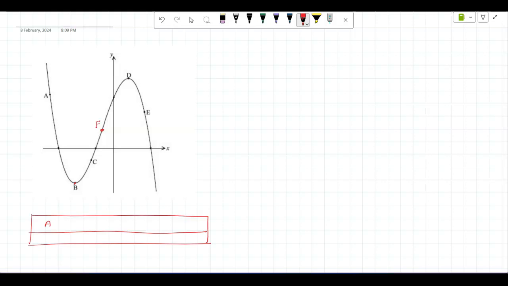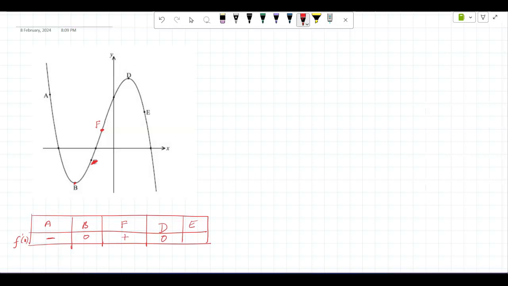You'll take A, correct? You'll take B. You'll take F. C I'm not taking, because this is a random point given in the question. You'll take D. Then you can take E. What is the slope at A? What is the slope at B? 0. What is the slope at F? Positive. Correct. What is the slope at D? 0.